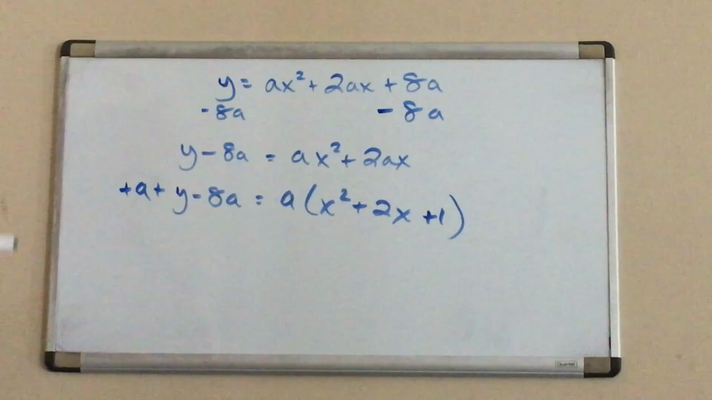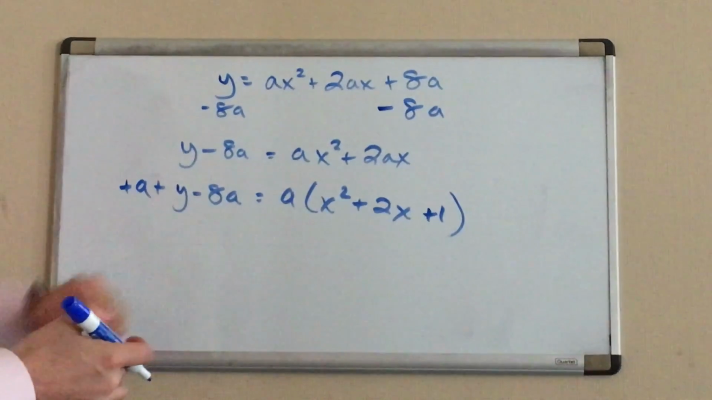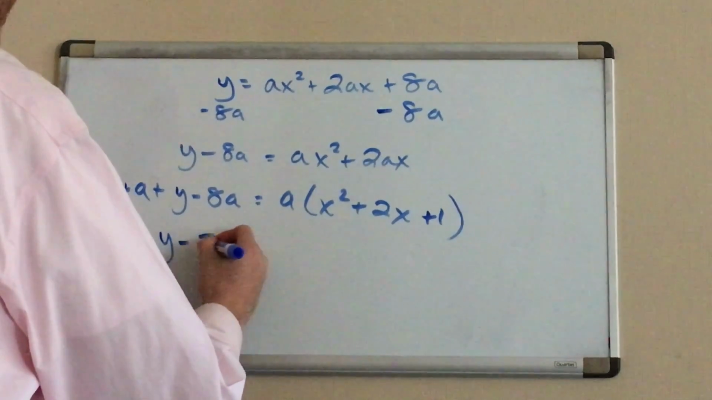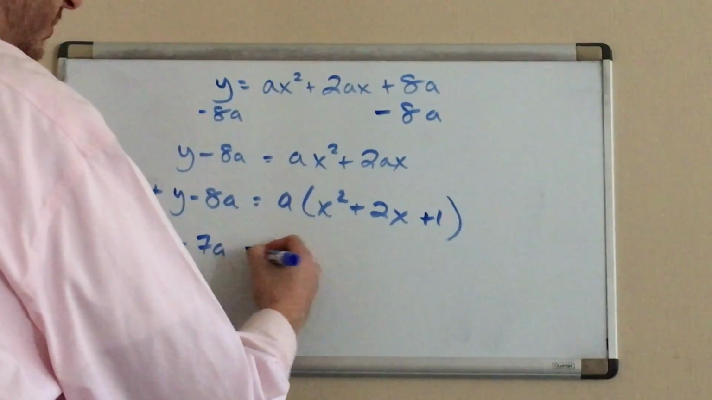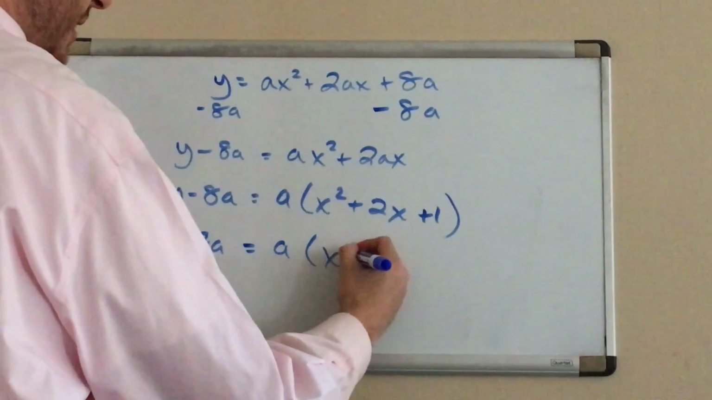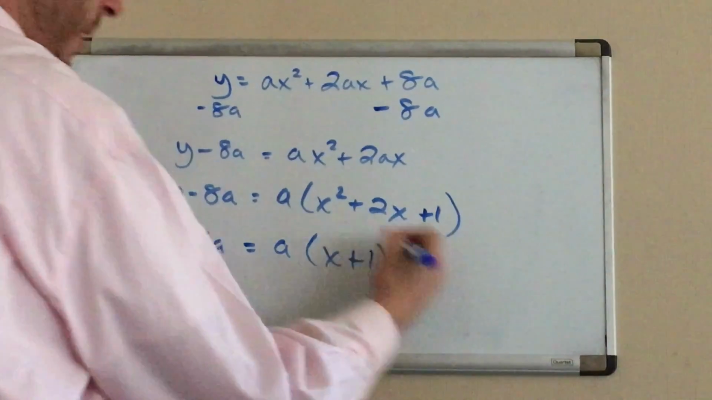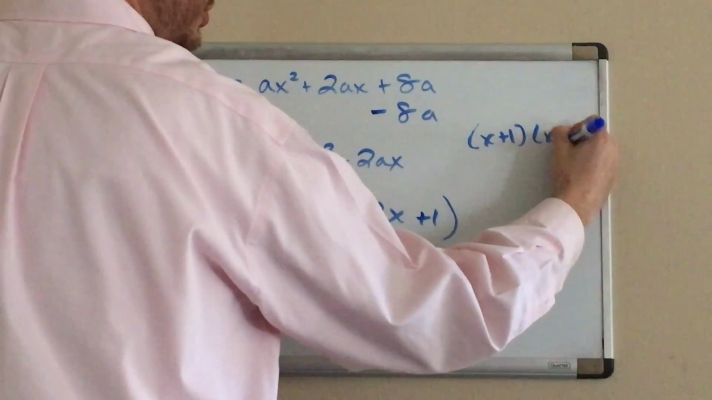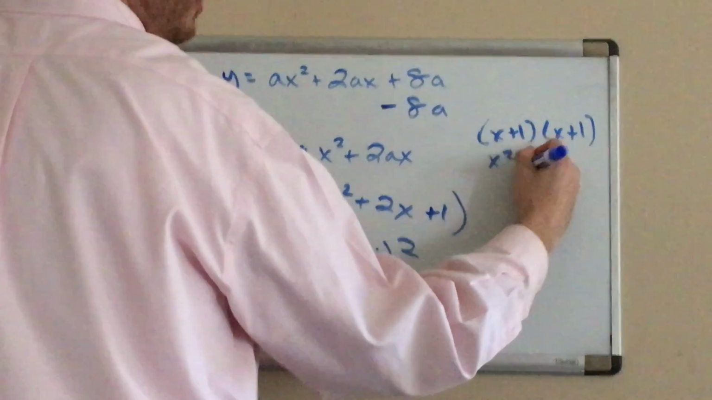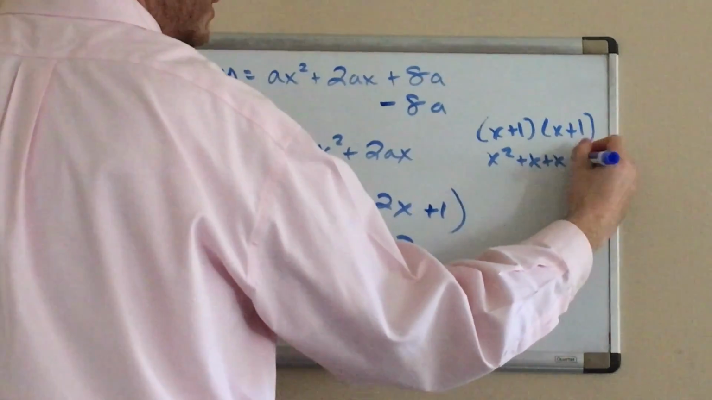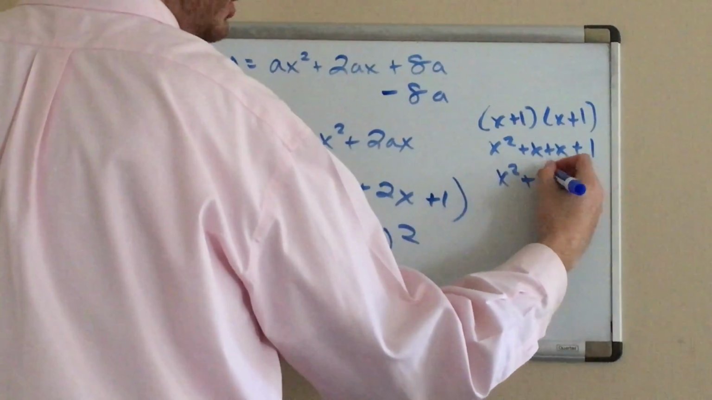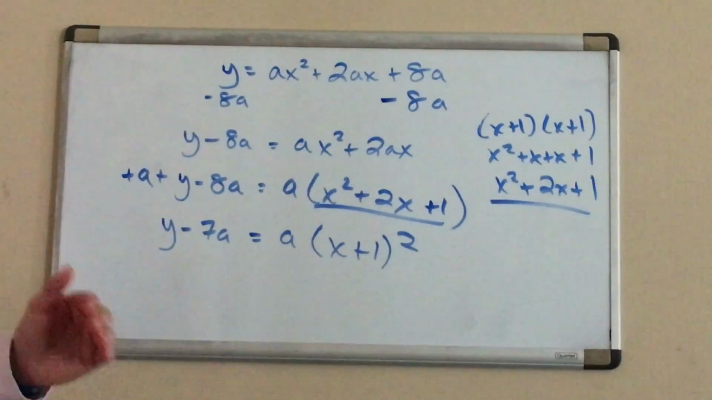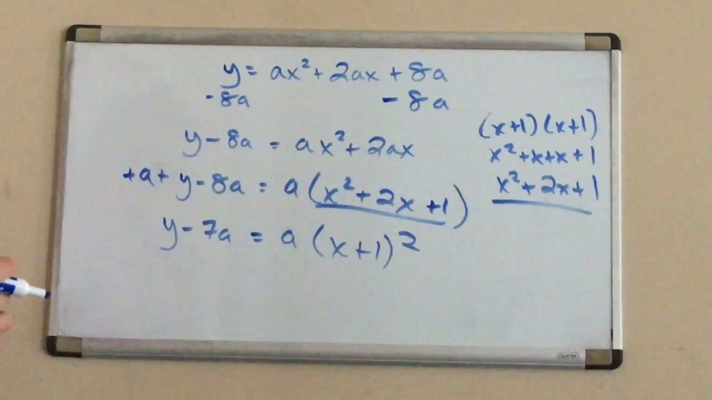Okay, at this point, I combine like terms on the left. I'm going to get y minus 7a is equal to a(x plus 1) squared. I FOIL x plus 1 just to show you: x squared plus x plus x plus 1, so x squared plus 2x plus 1. Boom, boom. That's where completing the square is coming into play.